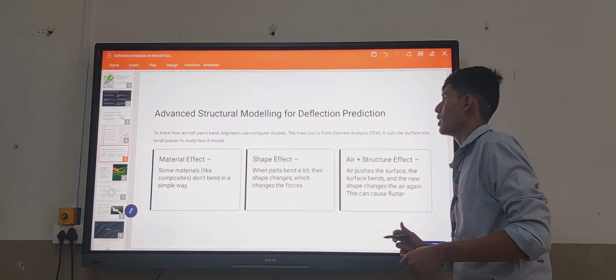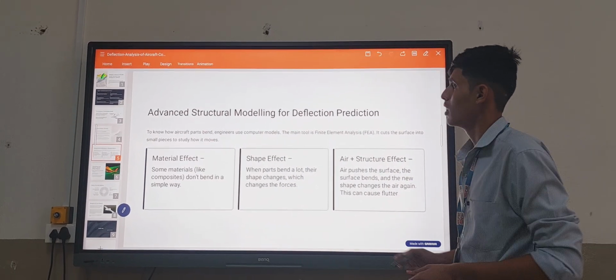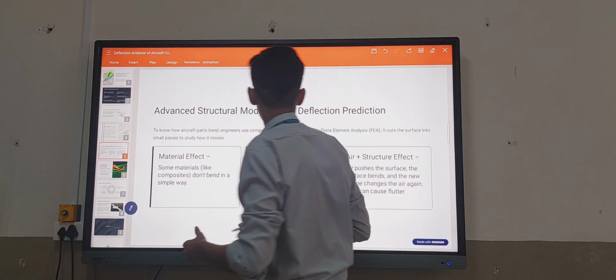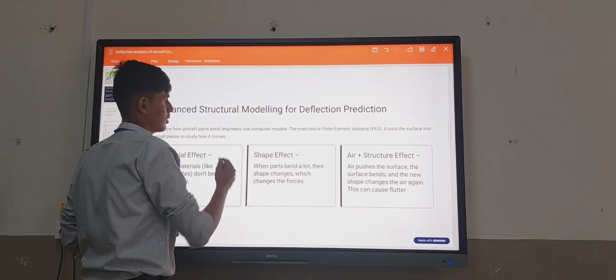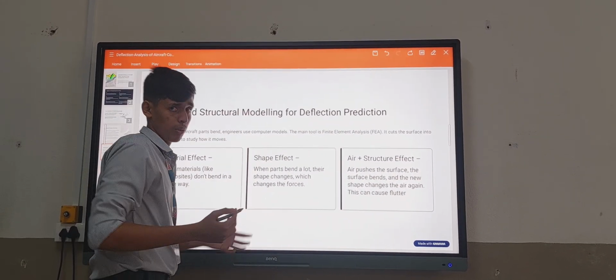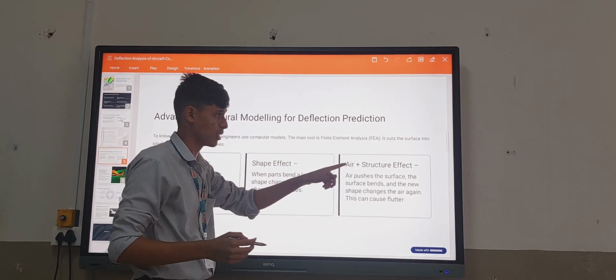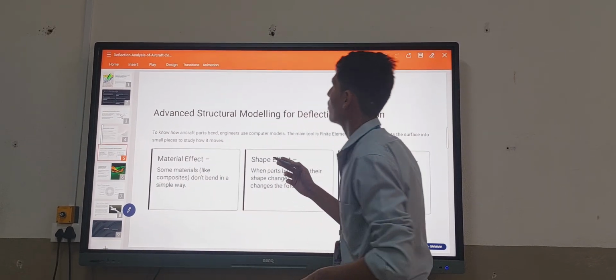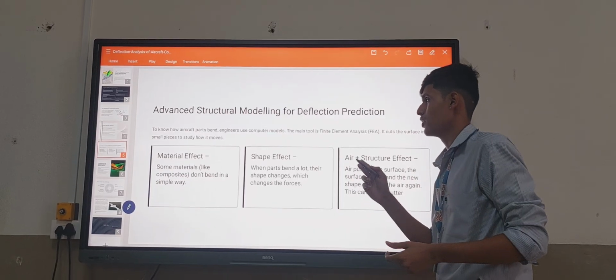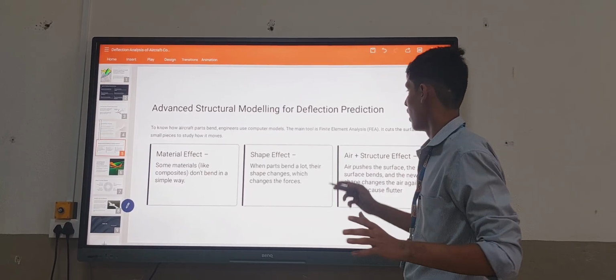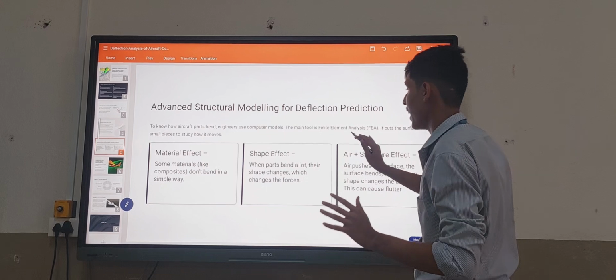Advanced control modeling for the deflection prediction. Now we are using the main tool to understand the deflection during flying. We are using the main tool, finite element analysis, FEA. This is to know how the aircraft parts bend. Engineers use a computer model. The main tool is finite element analysis.